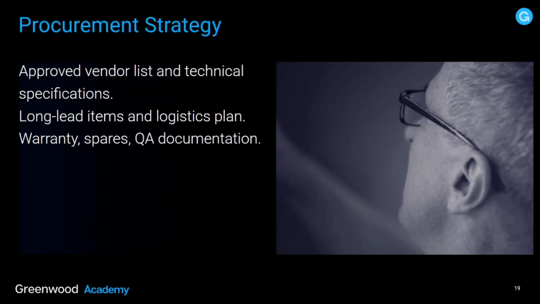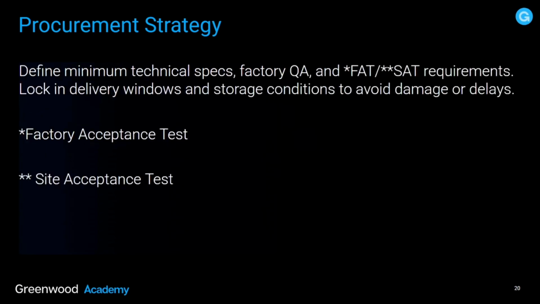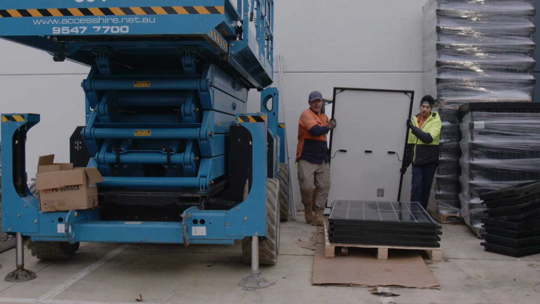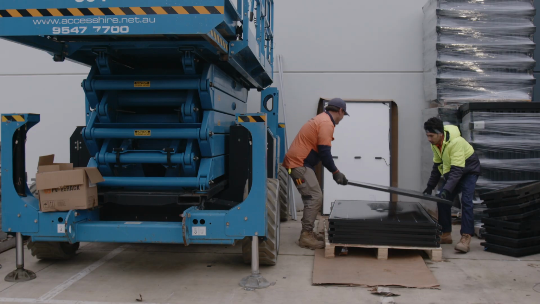So now we'll be talking procurement strategy. You have to put together approved vendor lists and technical specifications, long lead items and logistic plans, warranty, spares, QA documentation. Define minimum technical specs, factory QA and FAT, which is a factory acceptance test, and SAT, site acceptance test requirements. Lock in delivery windows and storage conditions to avoid damage or delays.